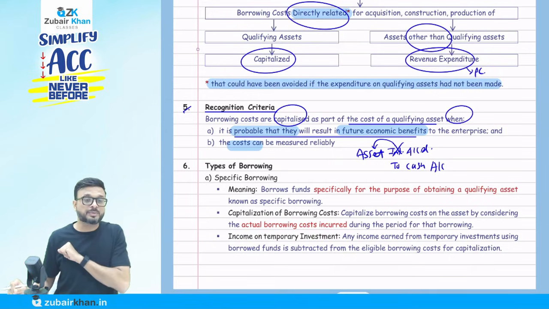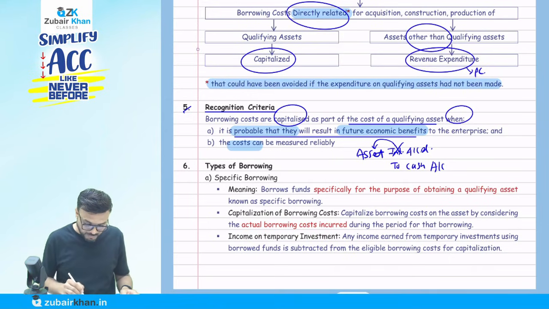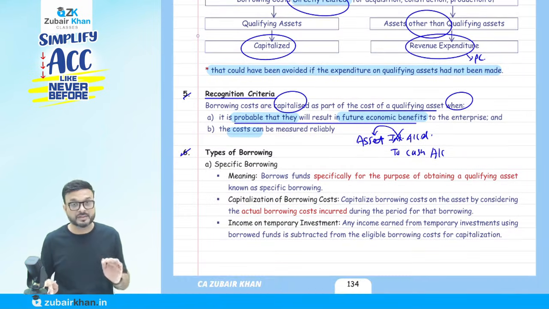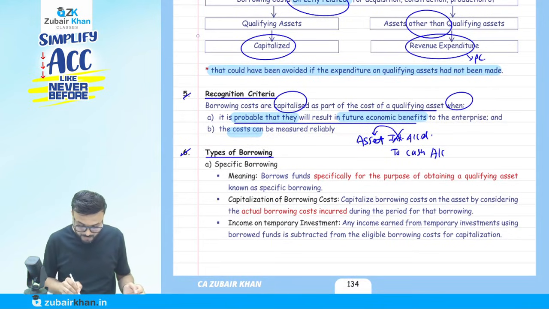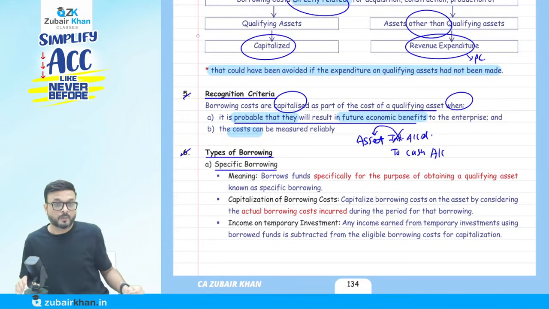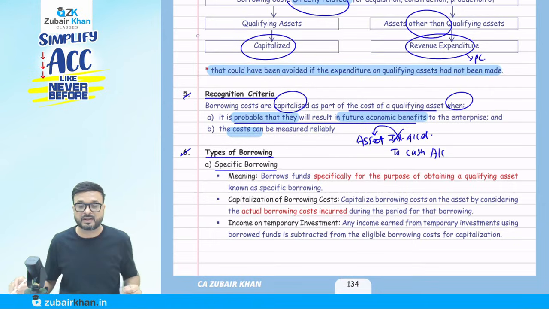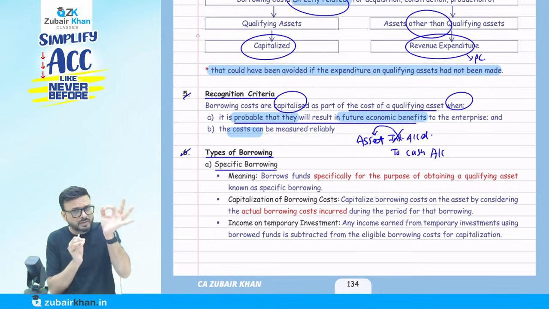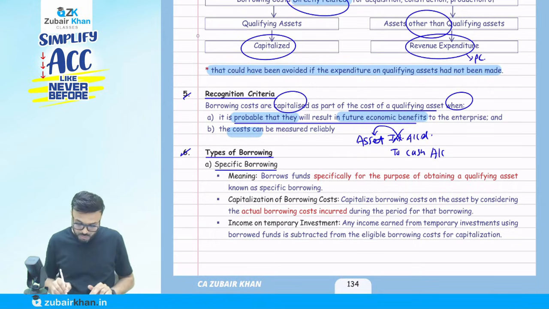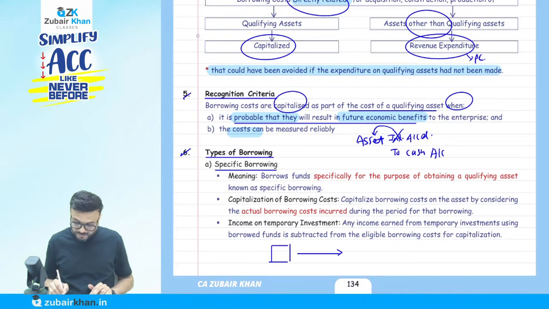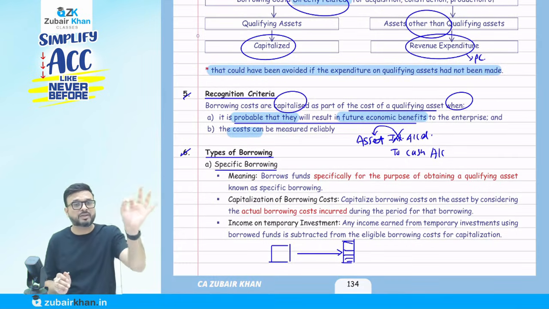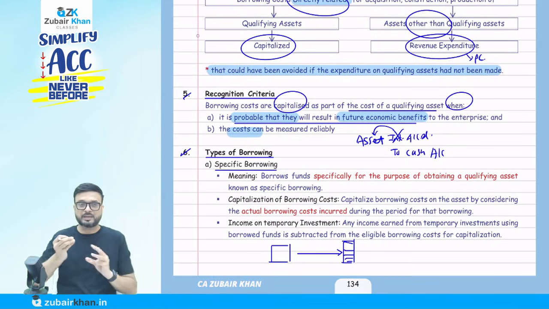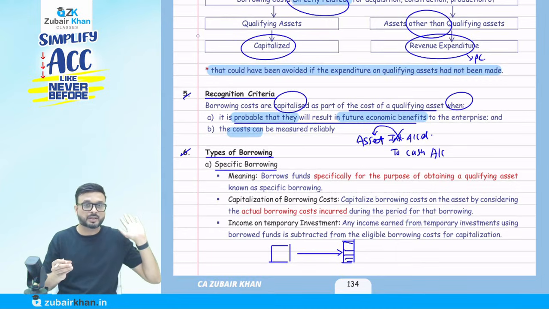Now, there are two types of borrowing when you take a loan from the bank. First is specific borrowing. What is this specific borrowing? We have taken it only specifically for that particular asset. For example, you took a loan from SBI for the construction of a particular building. That is specific borrowing, specific for that particular asset.